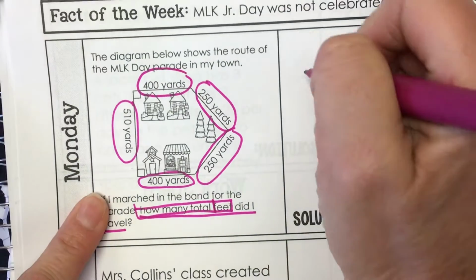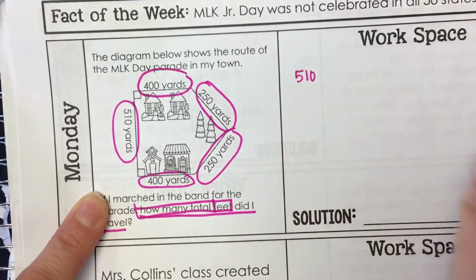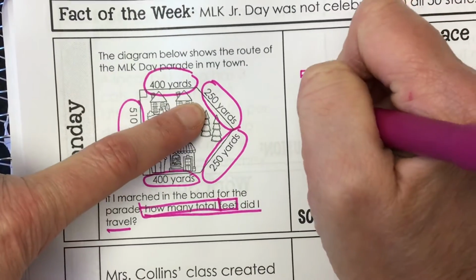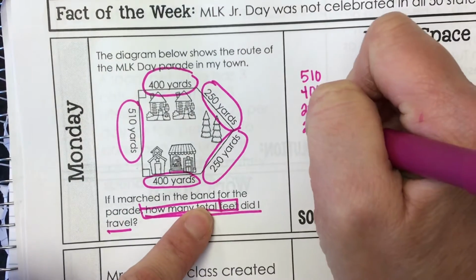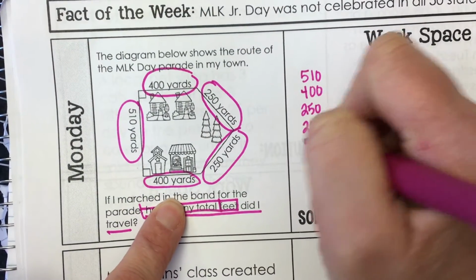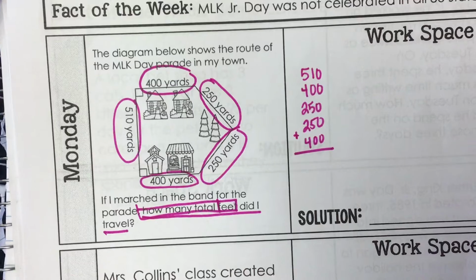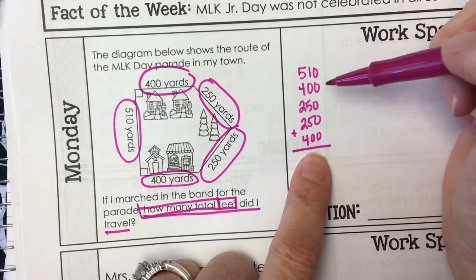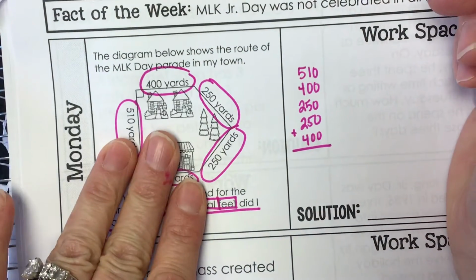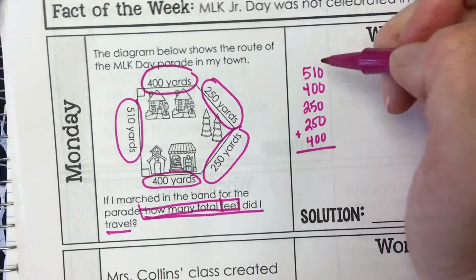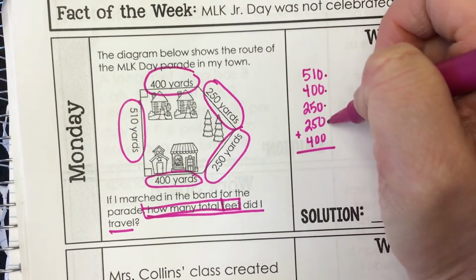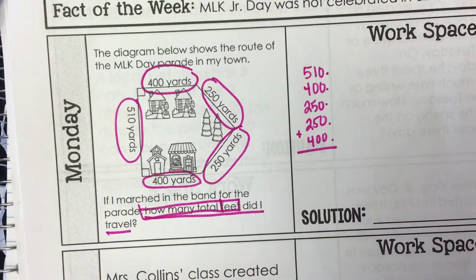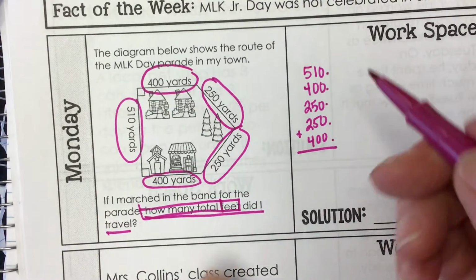So the first step is to find the perimeter, which we just add our sides. 510 plus 400 plus 250 plus 250 plus 400. Something that I always think is a good idea when you're finding perimeter is to count and make sure you have the correct number of sides. This is a pentagon. It has 5 sides, so I should be adding 1, 2, 3, 4, 5 numbers. It's just a good check, especially when you get into those funky shapes that have 9 or 10 sides.